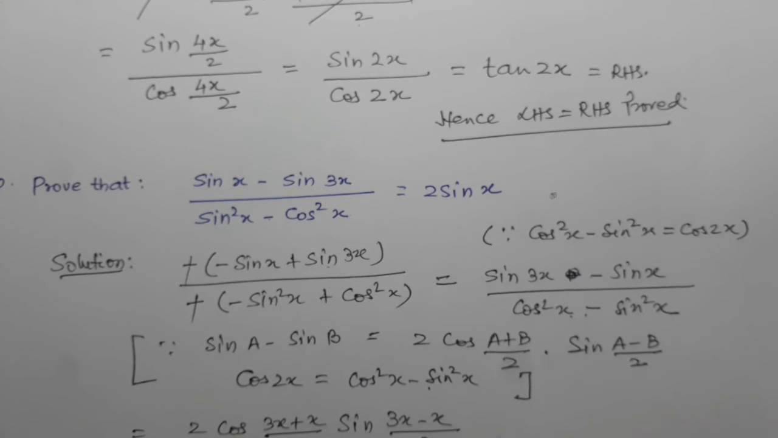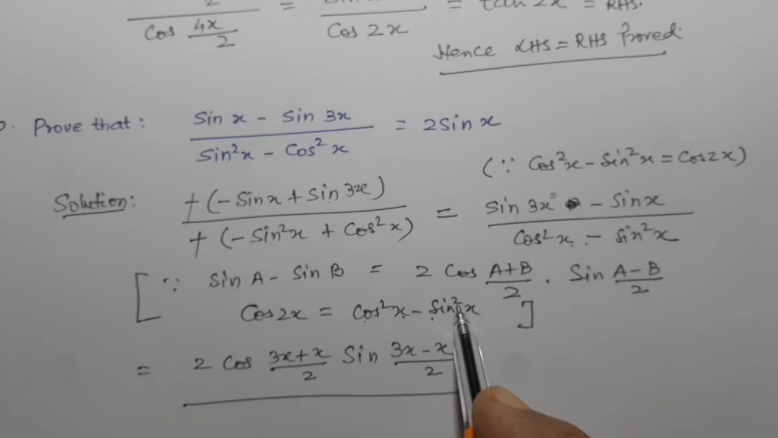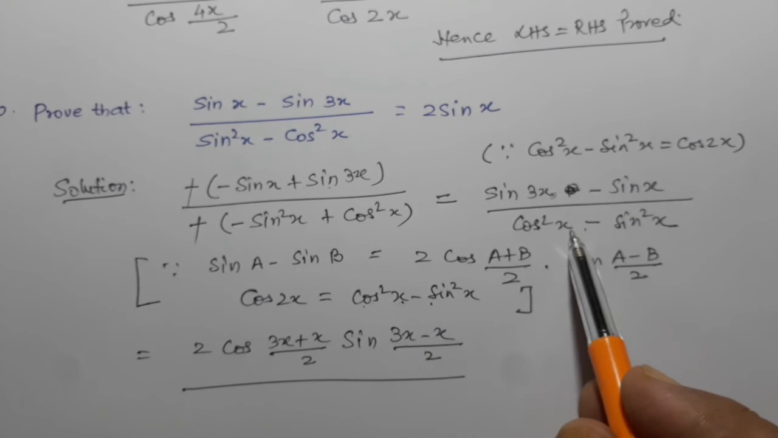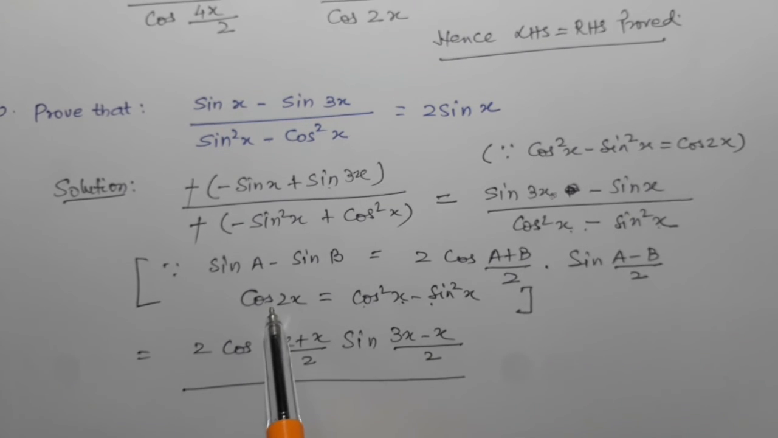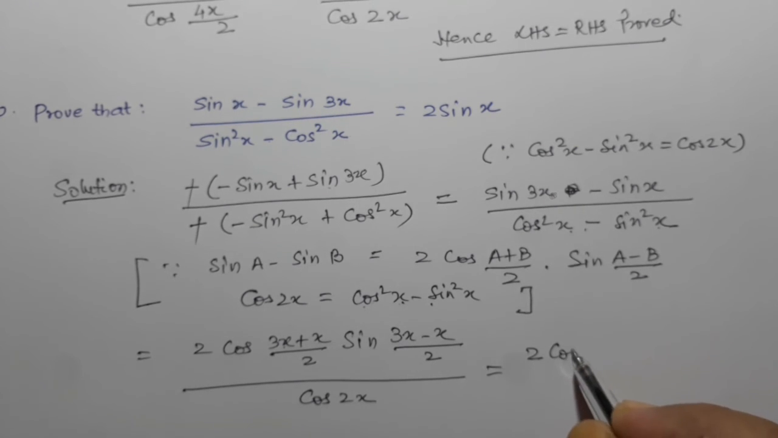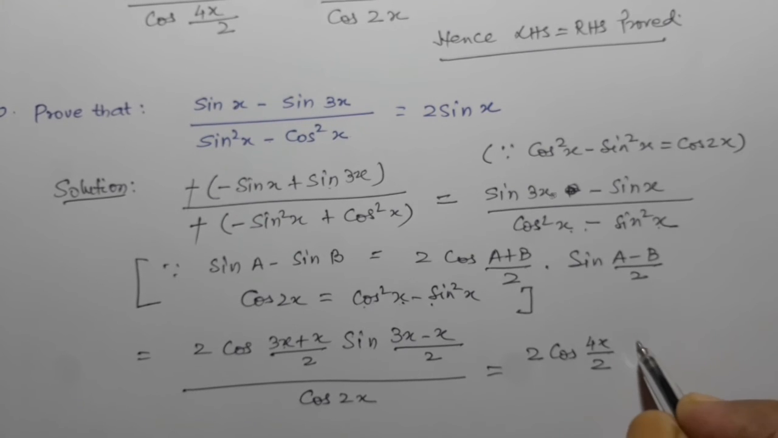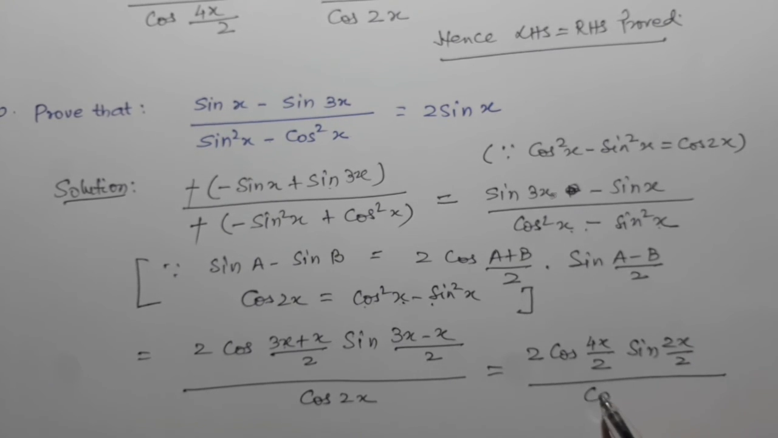We can write here cos 2x. Here cos 2x is equal to cos square x minus sin square x. So at the place of cos square x minus sin square x, we can write cos 2x. Right? It will become 2, 3x plus x will be 4x, cos 4x divided by 2, sin 3x minus x will be 2x by 2, divided by cos 2x, right?